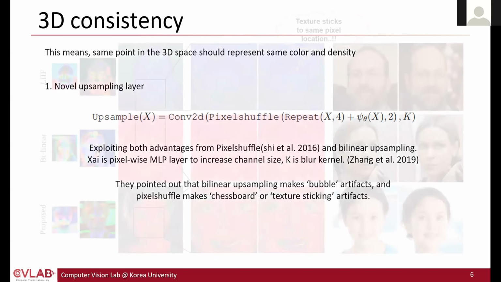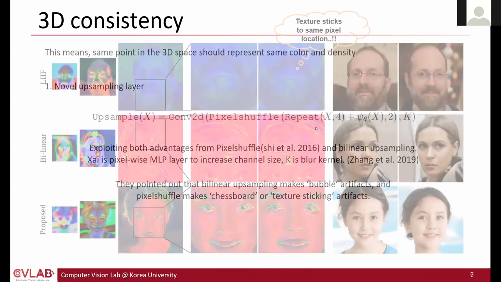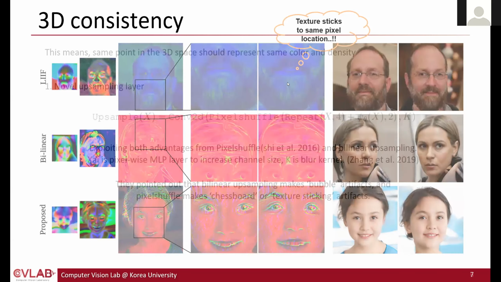So this was presented in the StyleNeRF paper. They said this pixel shuffle makes the texture stick to the same pixel location. As you can see in this image, the color of a white bird should stay in the same area in 3D space, but it sticks in the 2D space. So this was pointed out by the author.